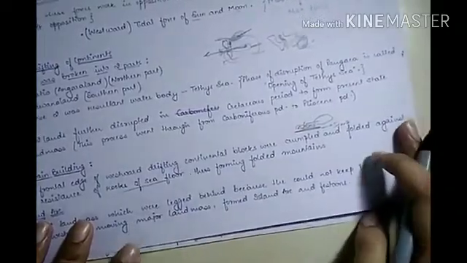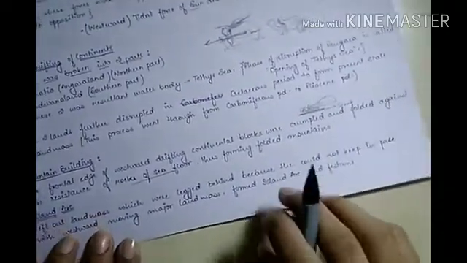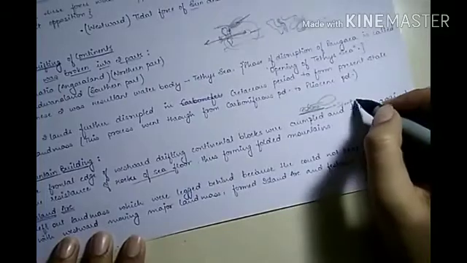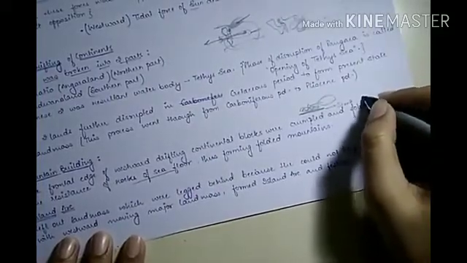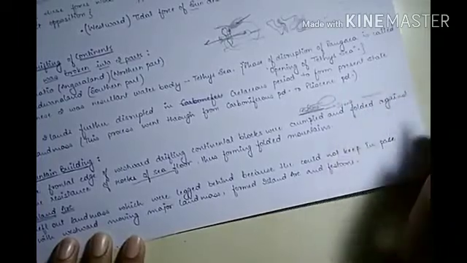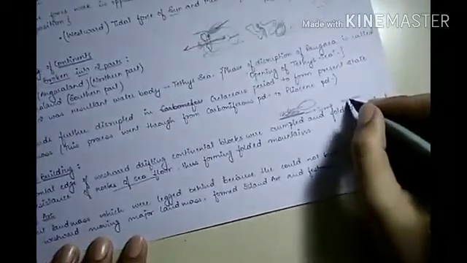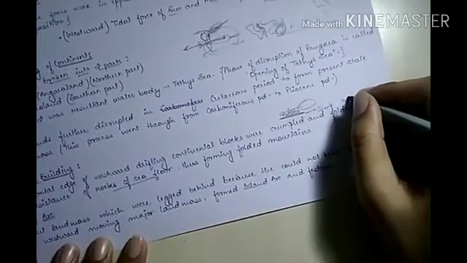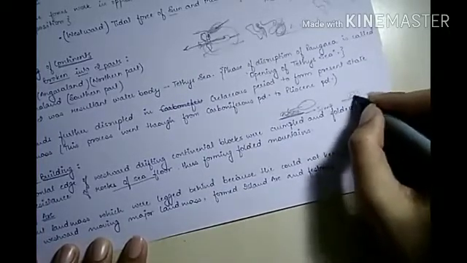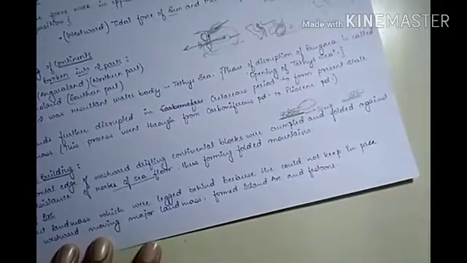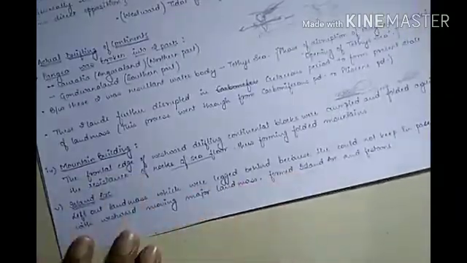But now the criticism is that firstly he was saying that this SIAL is moving over SIMA, is floating over SIMA without any resistance. Then how can the SIAL crumple? Okay, so he was not able to explain this, and because of this, the theory failed.